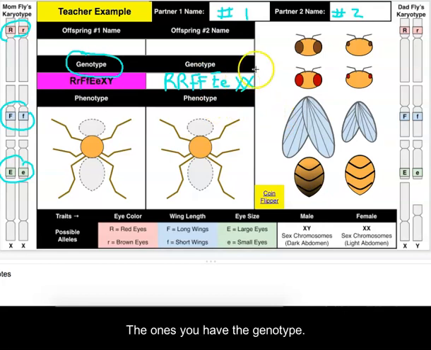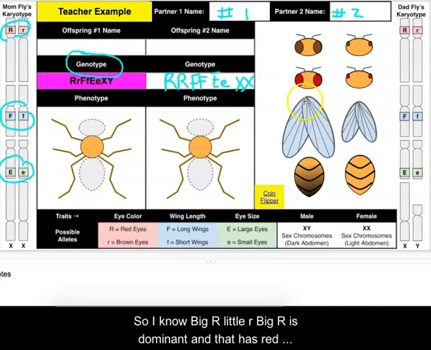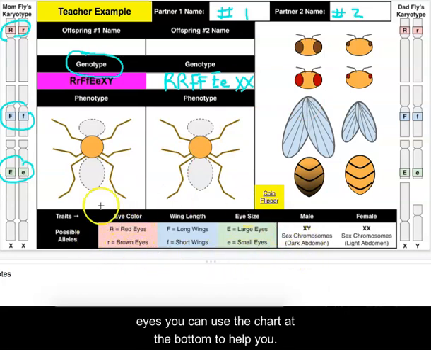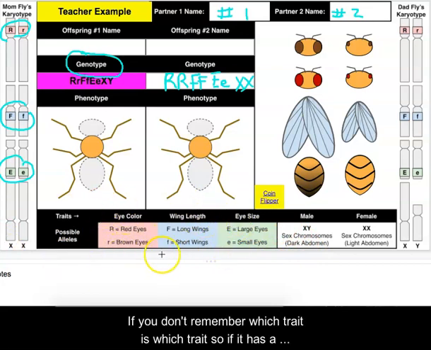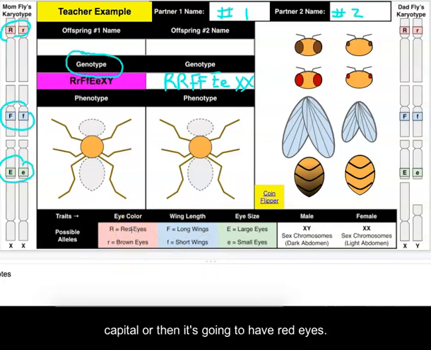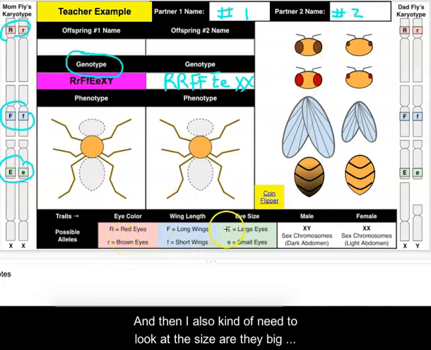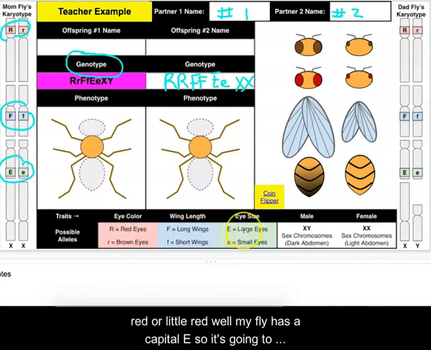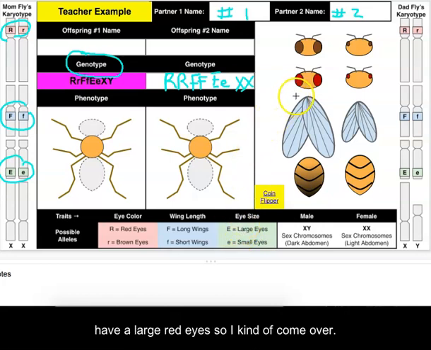So once you have the genotype, you are going to actually make your fly. So I know big R, little r. Big R is dominant, and that is red eyes. You can use the chart at the bottom to help you if you don't remember which trait is which. So if it has a capital R, then it's going to have red eyes. And then I also need to look at the size. Are they big red or little red? Well, my fly has a capital E, so it's going to have large red eyes.